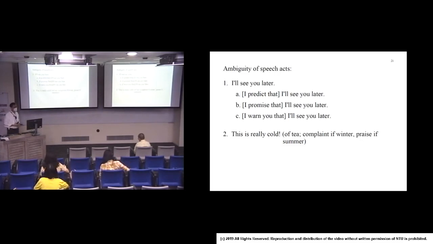So, but they are ambiguous. If you say, like, I'll see you later, is that a prediction? I predict that I'll see you later? Or is it a promise that I'll see you later? Is it a threat? I'll warn you later, you know? Like in Chinese, 后会有期, you say 后会有期, that can be, oh, we're friendly, I really look forward to seeing you next time, means we'll meet again. But it could also be a threat kind of thing. There will be a time when there will be a reckoning, you know? So it's the same kind of thing.